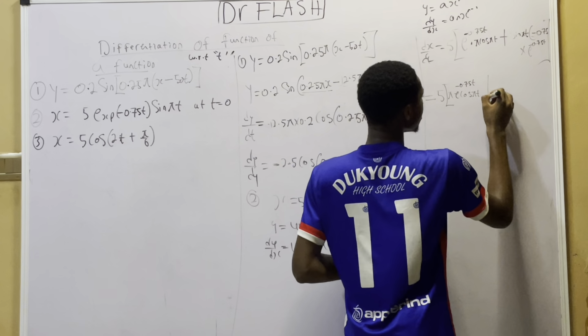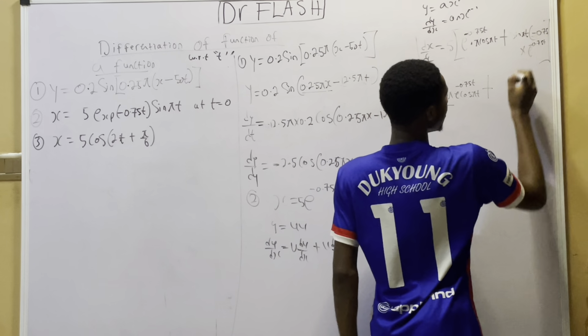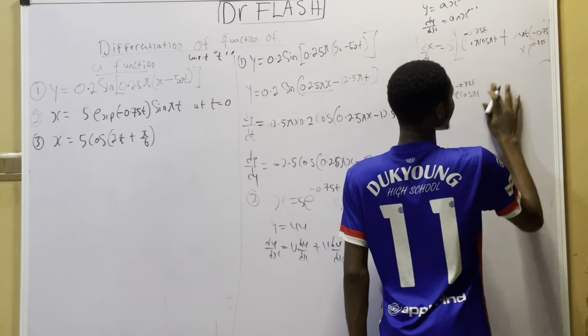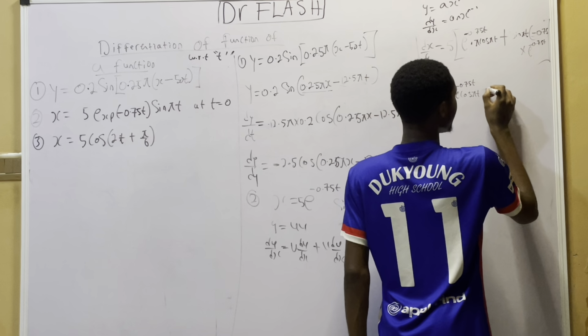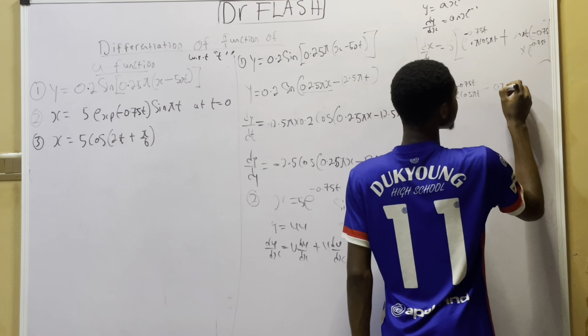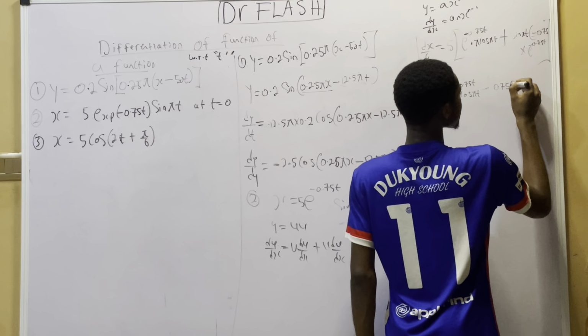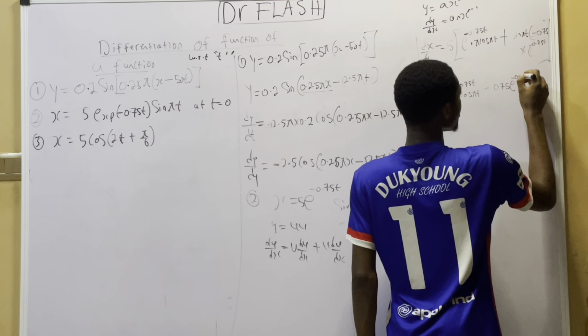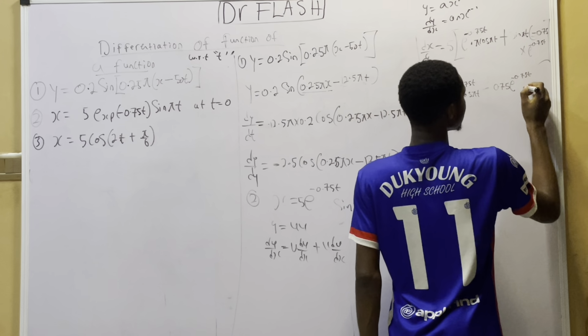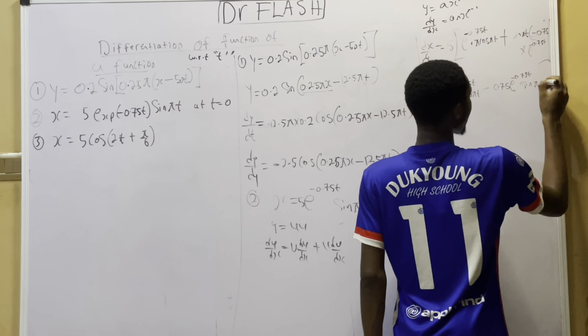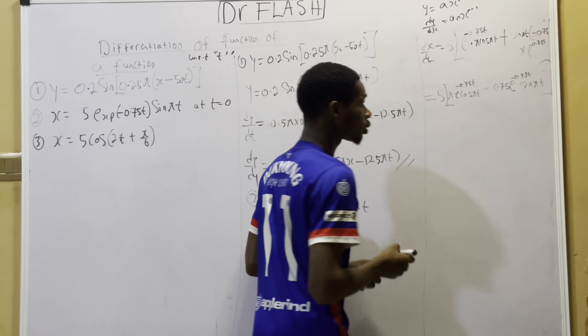pi exponential minus 0.75t cosine pi t plus, okay, we're going to have a minus simply because of this minus 0.75 exponential minus 0.75t sin pi t, okay. That's what we're simply going to get.